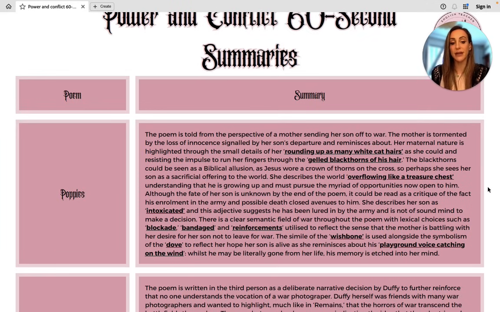Although the fate of her son is unknown, by the end of the poem it could be read as a critique of the fact his enrolment in the army and possible death closed avenues to him. She describes her son as "intoxicated", and this adjective suggests that he has been lured in by the army and is not of sound mind to make a decision.